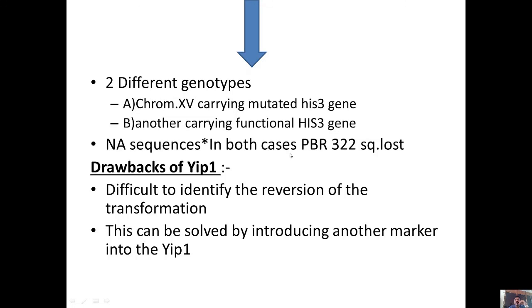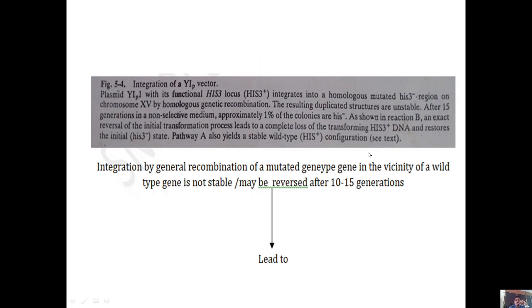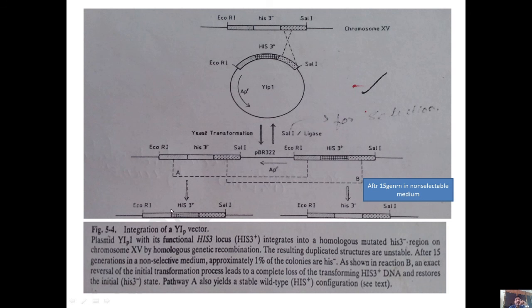Yes, this thing I forgot to tell you. In both of these cases, you can see the pBR322 regions may be lost. See here in this progeny as well as in the case of this progeny, you can see a portion midway to this region, that is the pBR322 region, or the bacterial vector region, may be lost in both cases, in both progenies.